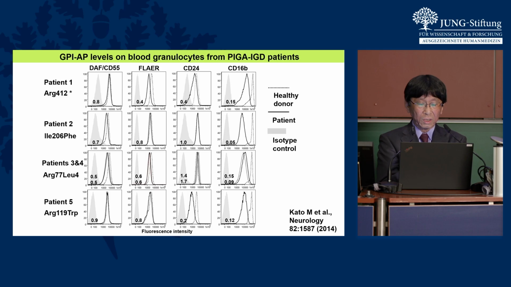But if you see the DAF, the complement regulator, more than 50% remained. So they still have the ability to regulate complement. So the IGD patients don't get hemolysis. This is very different from PNH. In PNH, almost 100% of DAF is missing.